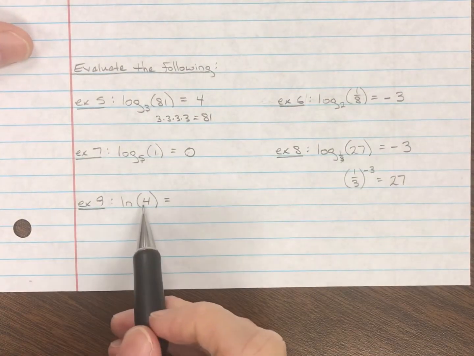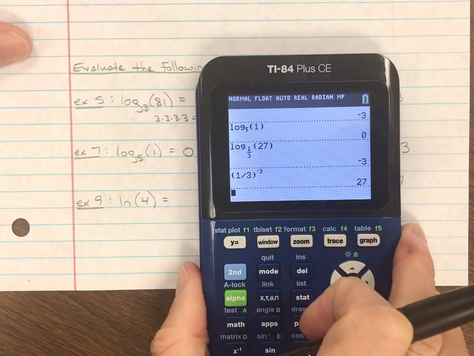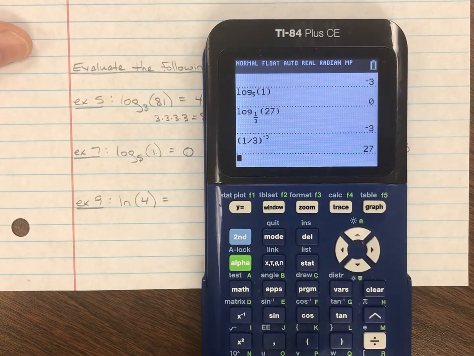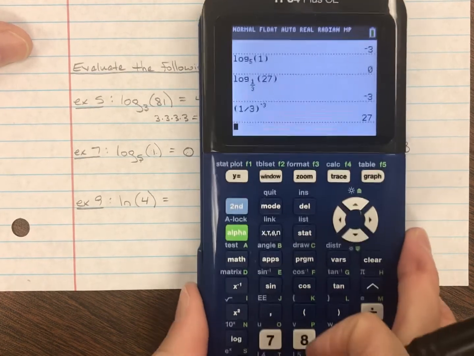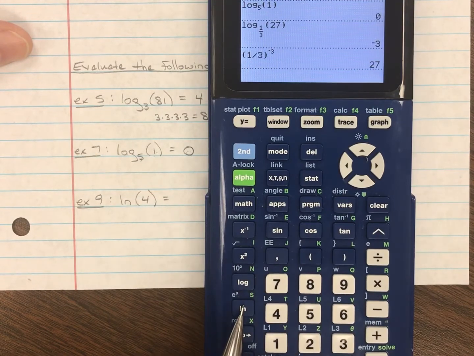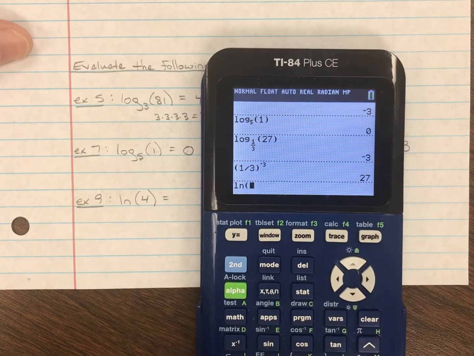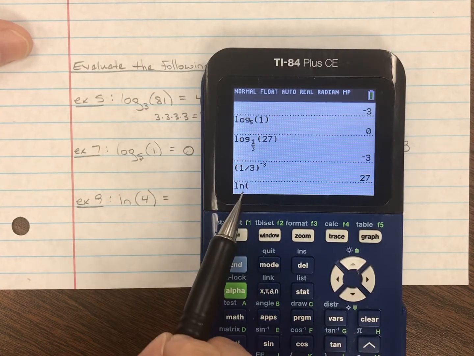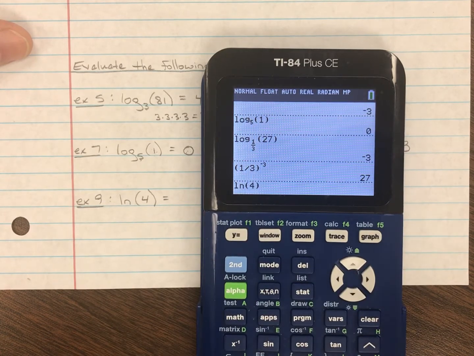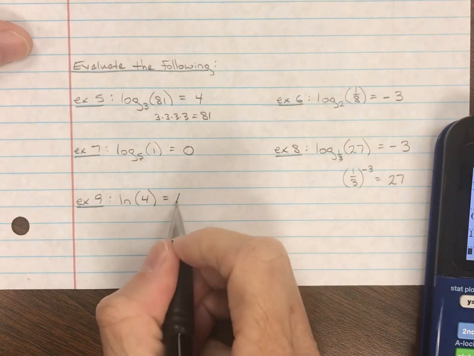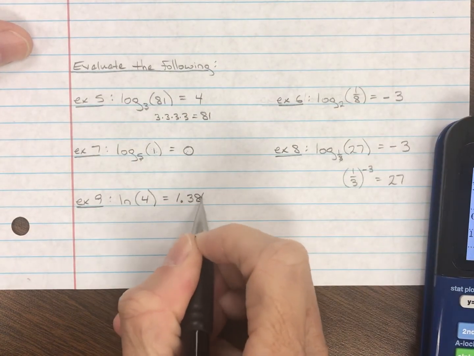Finally, natural log of 4. Okay, again, natural log. I'll do this in two ways, I believe. You can use the natural log key, which is, I'll raise this up a little bit here. Remember, the natural log key is here next to the 4. So I'm going to do this as natural log, which automatically gives it a base of e, of 4, and out comes 1.386 approximately, to the nearest thousandth.